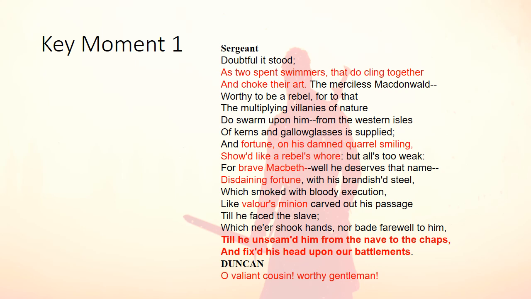Apologies for anyone who's a bit disturbed by this, but if you unseam someone from the nave to the chops, basically their organs are going to come out, and the person is going to be alive for a brief time at least while that happens. And then the idea of taking off his head and fixing it on the battlements is an obvious foreshadowing, of course, of the end of the play, and deliberately therefore places MacDonald in the situation that we have at the end, and maybe even shows the difference between Macduff and Macbeth, that Macduff does not resort to this. He does not resort to torture.